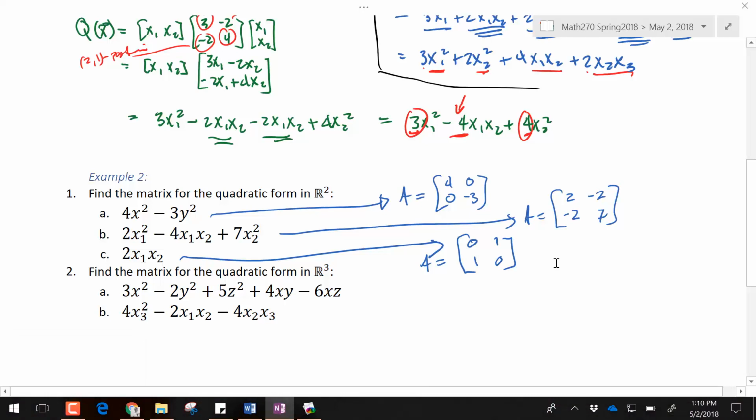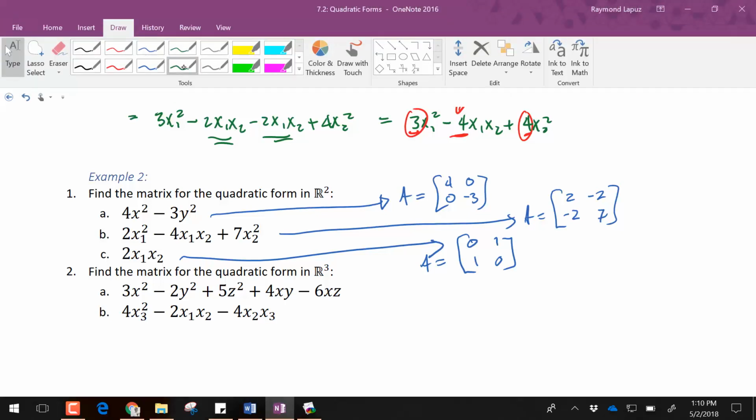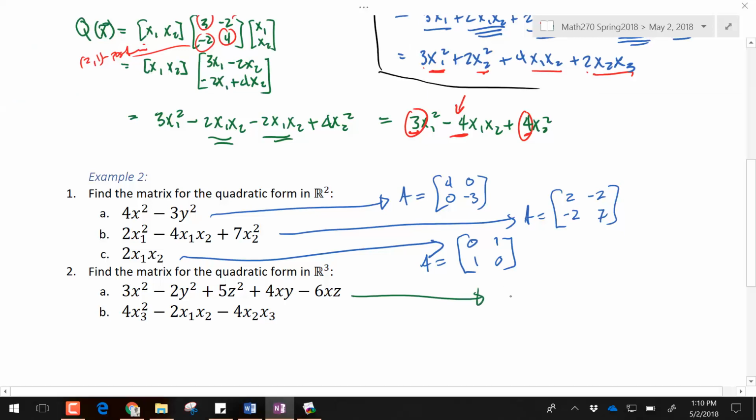So that's an interesting concept. The idea that if we have a diagonal, then we don't have any cross product terms. Let's take a look at this next set in R3 now. So let's imagine that this is going to be a 3 by 3 matrix. Can you help me out here? X1 is x, x2 is y, x3 is z.